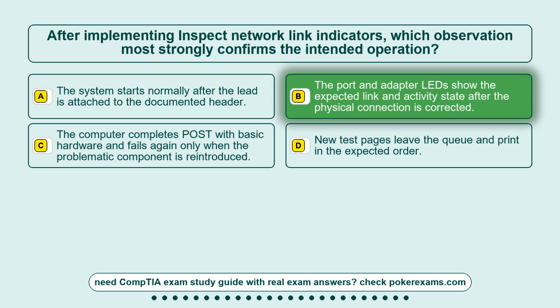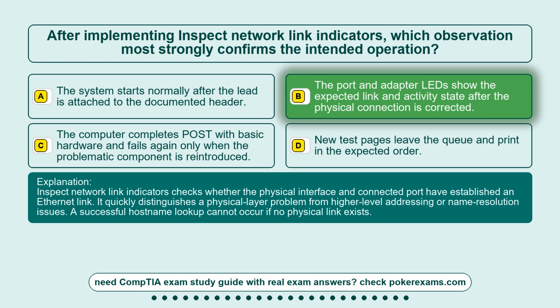The correct answer is option B. The port and adapter LEDs show the expected link and activity state after the physical connection is corrected. Inspect Network Link Indicators checks whether the physical interface and connected port have established an Ethernet link. It quickly distinguishes a physical-layer problem from higher-level addressing or name-resolution issues. A successful hostname lookup cannot occur if no physical link exists.